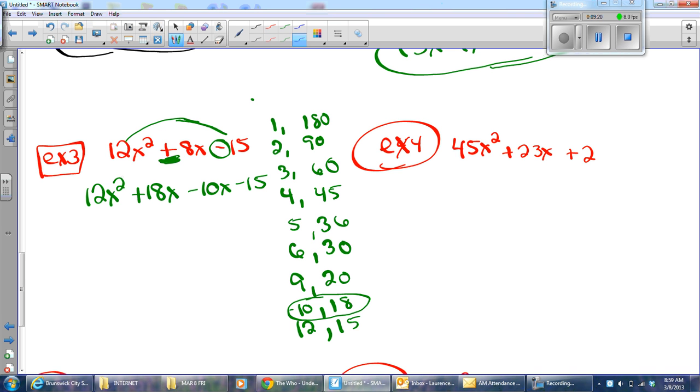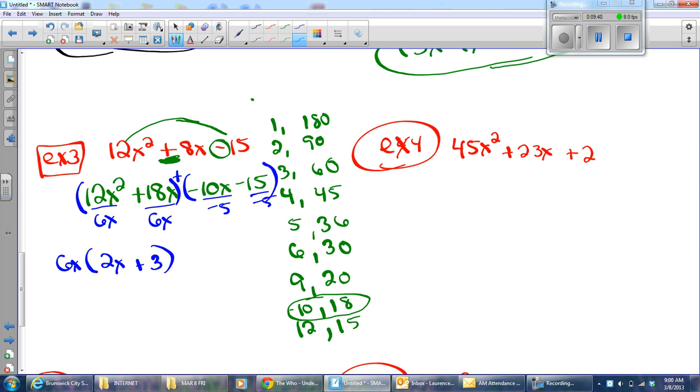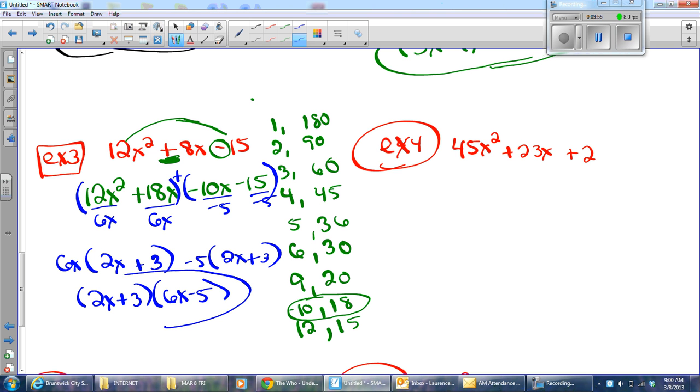Need to group. Put my quantities in there. Got to look for the GCF. Looks like it's going to be a 6x and a 6x. And I will pull a 6x out. I'll be left with a 2x and then a 3. And there I have to pull a negative 5 out and a negative 5. And I'll have 2x plus a 3. And look at that, how they match up. So I'll get the quantity of 2x plus 3 times the quantity of 6x minus 5. And there you go. It factors.